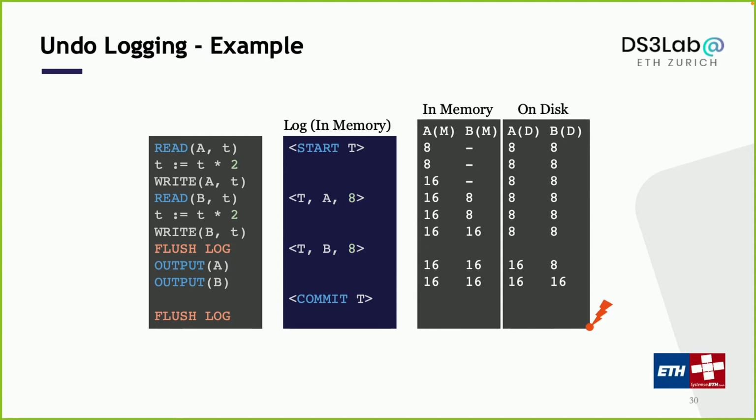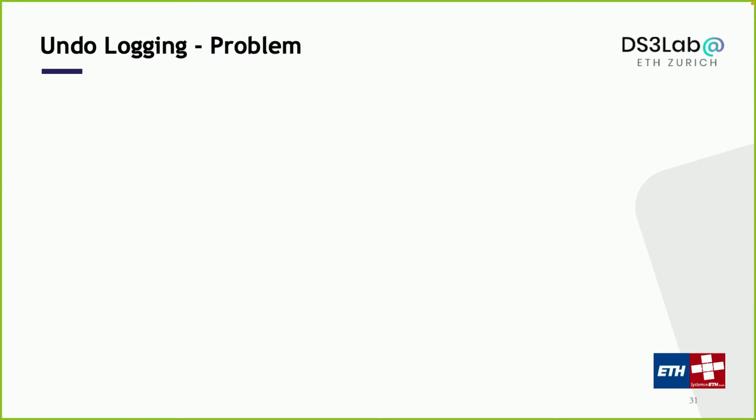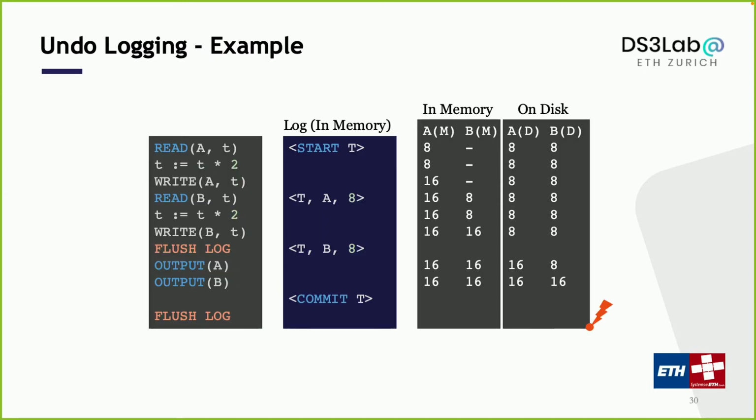And then when you reboot your system, all the changes are already on my hard drive. And because the commit record is already in the log, you will not undo the changes of the transaction. So as you can see, by just going through what if the transaction crashes at every single step, the protocol of undo logging starts to make sense.